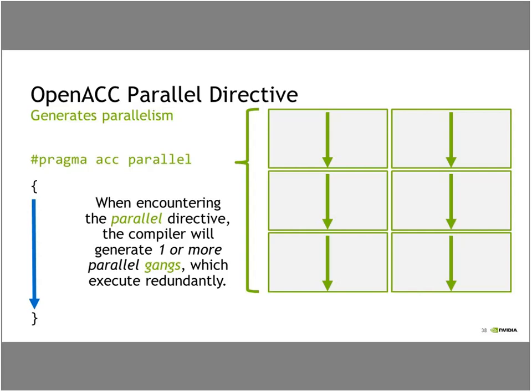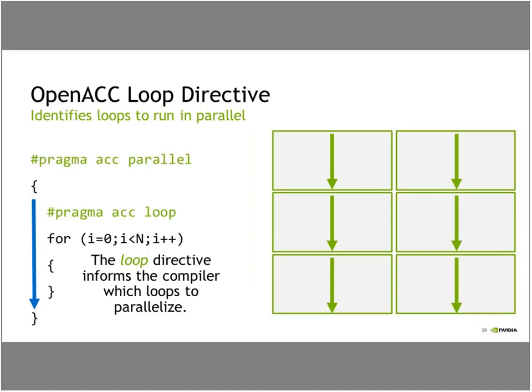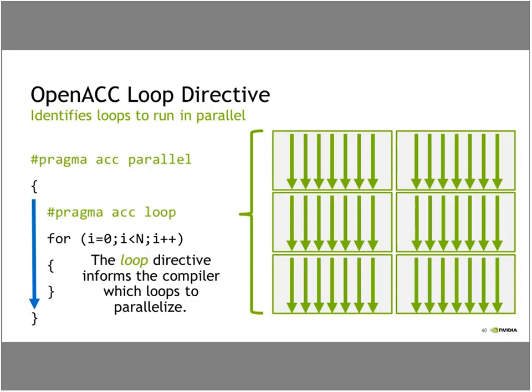In order to do that, I'm going to use the loop directive. Here again, I have my parallel directive to spawn the parallelism. The loop directive identifies which loops I want to run in parallel. So I have a for loop inside of my parallel region, and immediately before that, I put a pragma ACC loop. It informs the compiler, this is the loop that I want you to parallelize. And what it will do is distribute the n iterations of that loop to my parallel gangs.